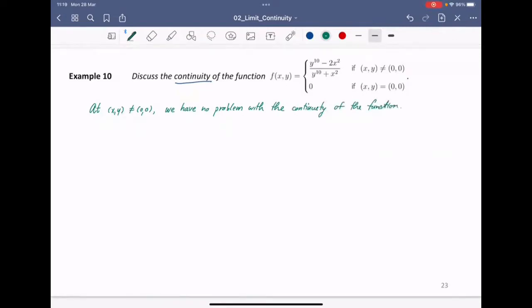Why is that? Because when (x,y) is not equal to (0,0), you only use this function all the time. This other piece is not going to be your problem. And this function is a quotient of polynomials. You see, y to the 10 is a polynomial, 2x squared is a polynomial, x squared is a polynomial. When you add y to the 10 and x squared, this is a sum of continuous functions.